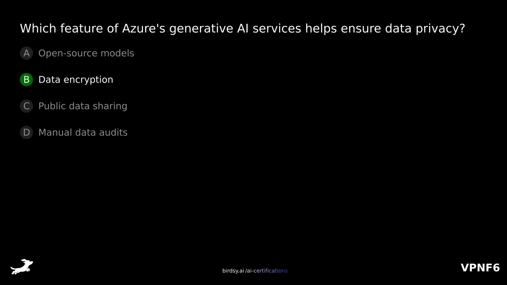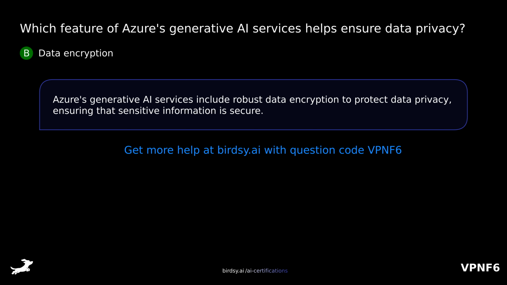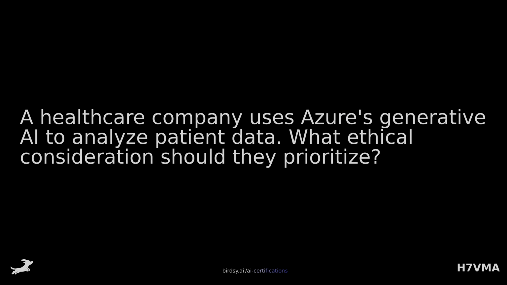The answer is B, data encryption. Azure's generative AI services include robust data encryption to protect data privacy, ensuring that sensitive information is secure. A healthcare company uses Azure's generative AI to analyze patient data. What ethical consideration should they prioritize?